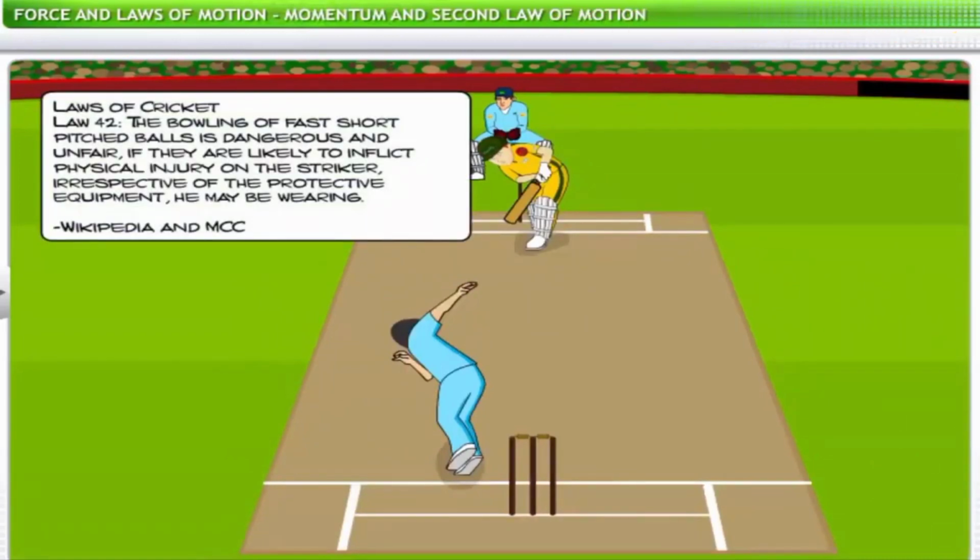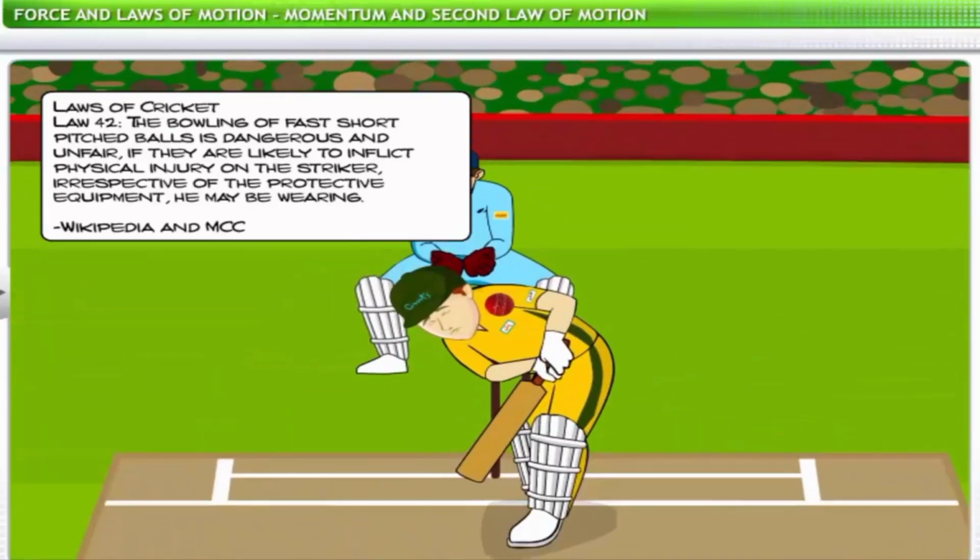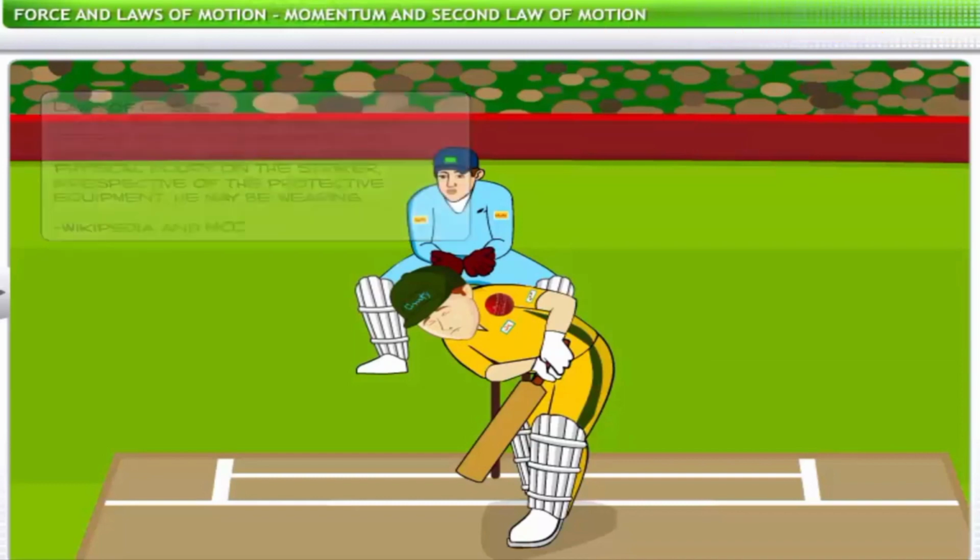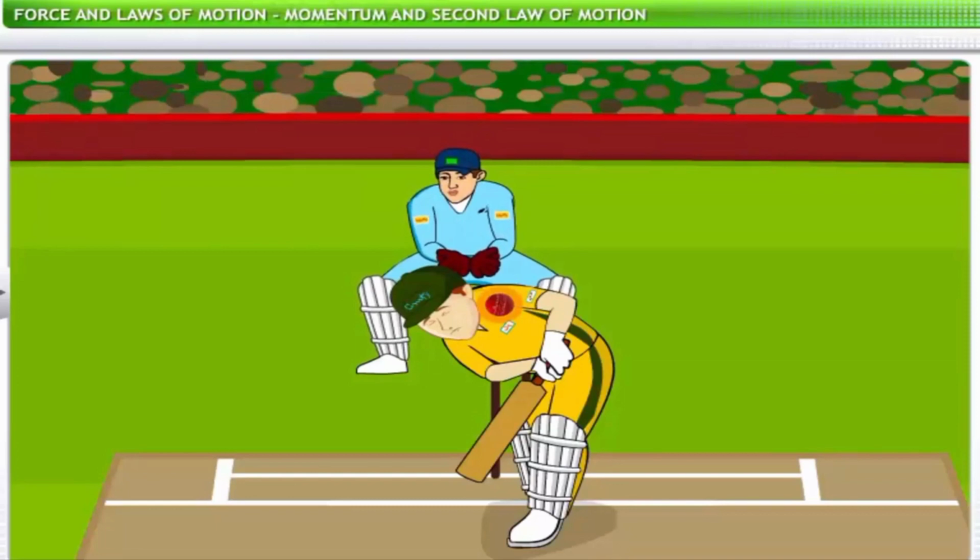According to law 42 of the laws of cricket, the bowling of fast, short-pitched balls is dangerous and unfair if they are likely to inflict physical injury on the striker, irrespective of the protective equipment he may be wearing. How could a small object like a ball inflict injury on a cricketer?